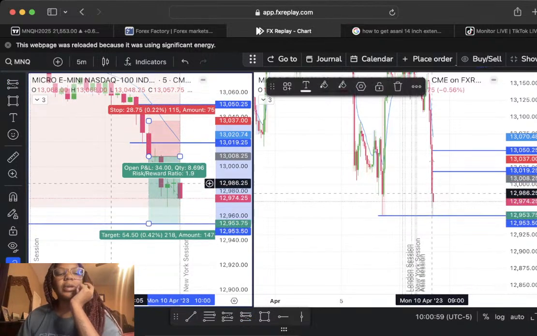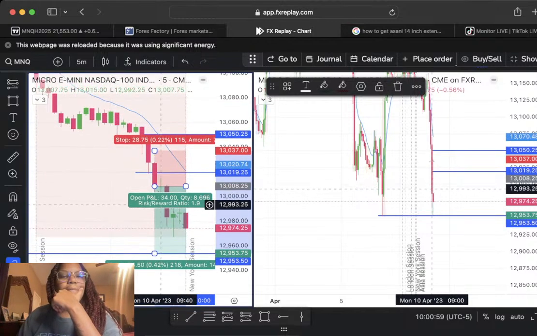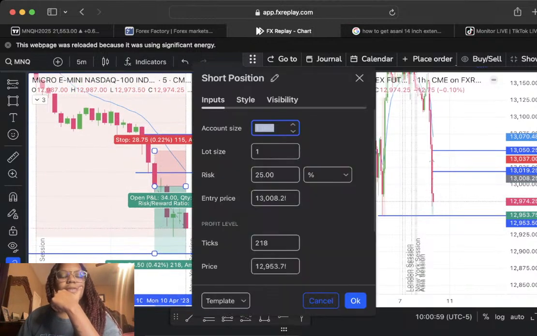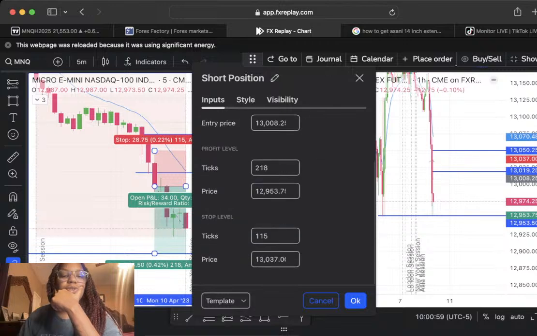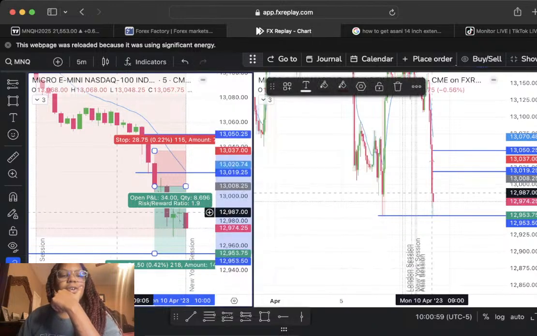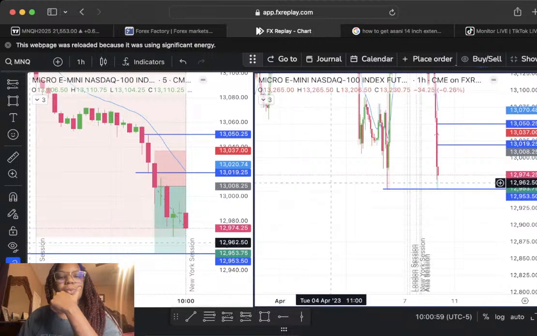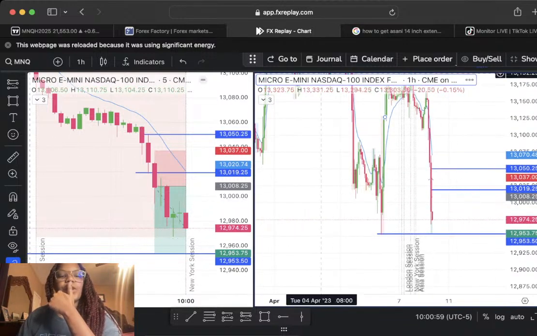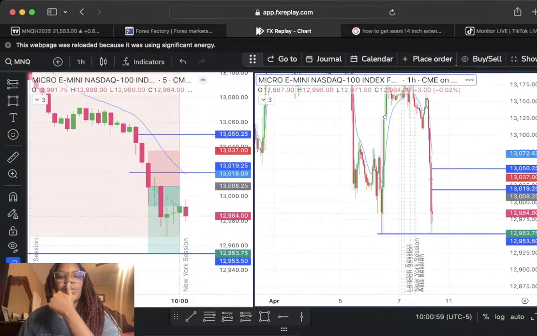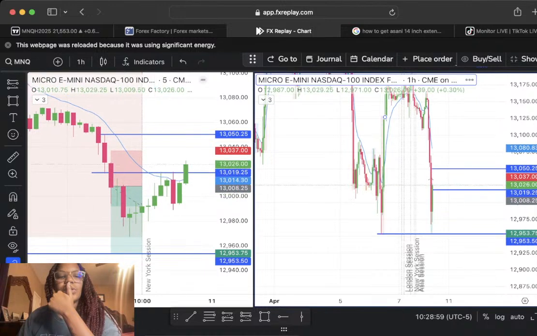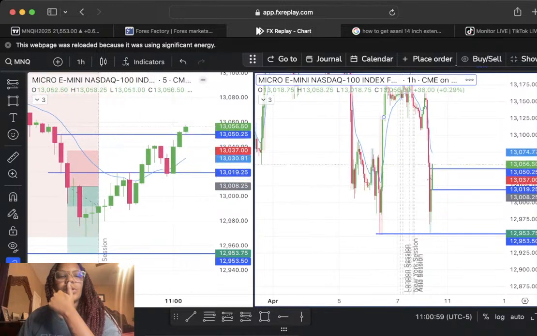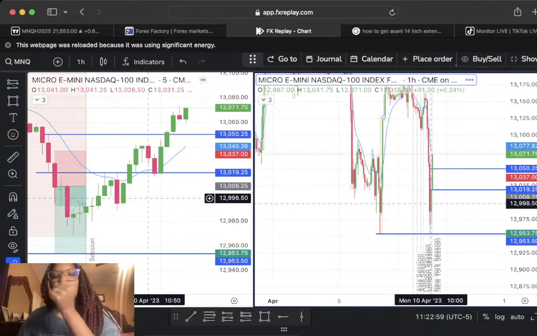I messed this one up because I started at 10 o'clock. That's a really small trade, but let's see if it goes. I mean, it's still 200 ticks though. Let's see if it goes further. Further down for you. Look at you. Stopped out.